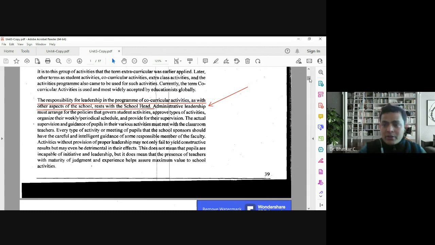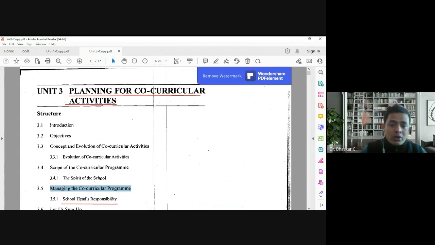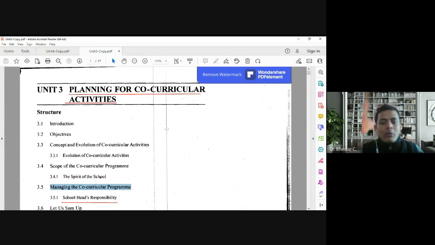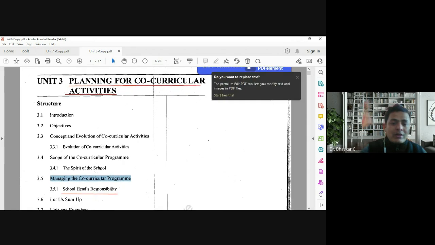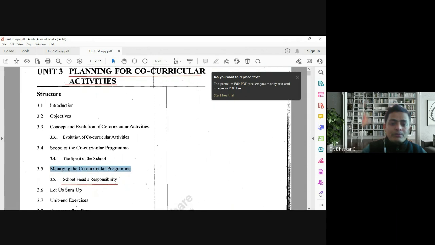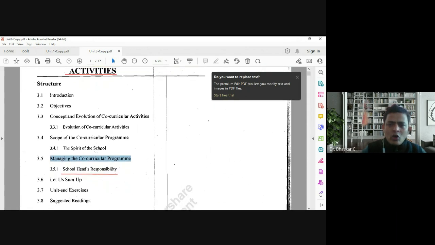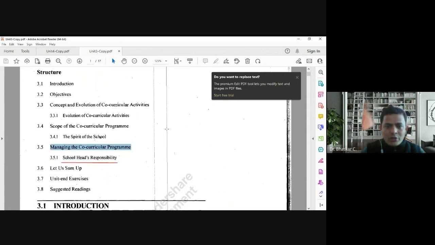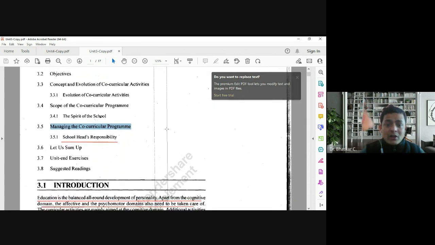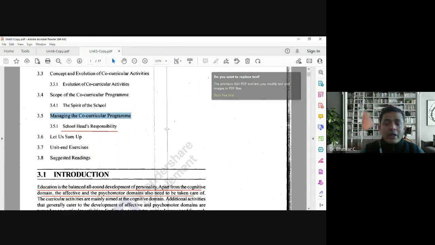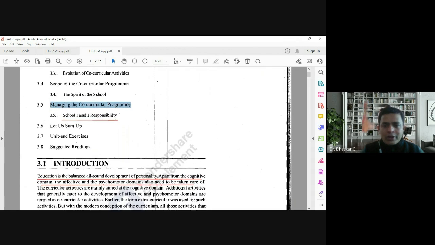So dear participants, dear learners, today we are talking about co-curricular activities. This is the unit that we are trying to discuss: planning for co-curricular activities. By now, just see on the screen, we have discussed the concept, or a brief introduction, of co-curricular activities, what it actually means when we say co-curricular activities. It is something which is beyond the curricular activities, because there is a lot of scope for the curricular activities.